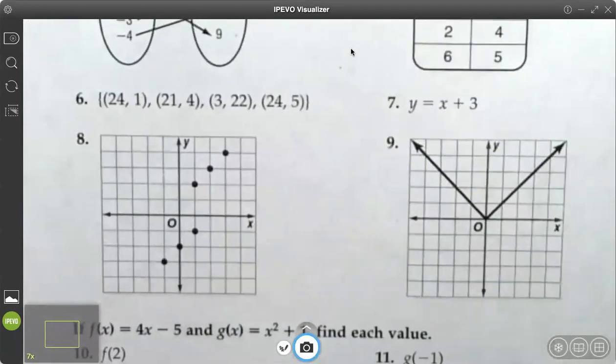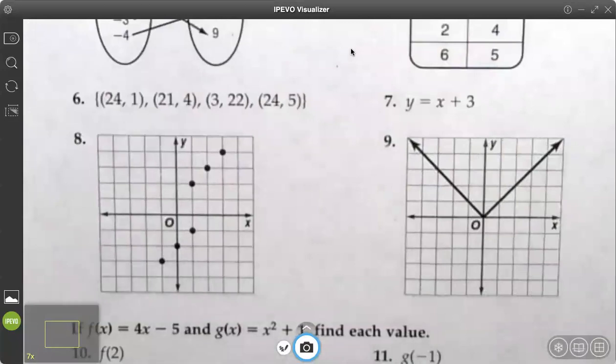What about number 8? No. Number 8 is not a function. Which x value messes it up? 1. The x value of 1 has a y value of -1 and a y value of +2, and it would not pass the vertical line test right here. Number 9, is that a function? Yes. Every x value has only one y value. Passes the vertical line test. At no point does my vertical line cross what is drawn more than one time.